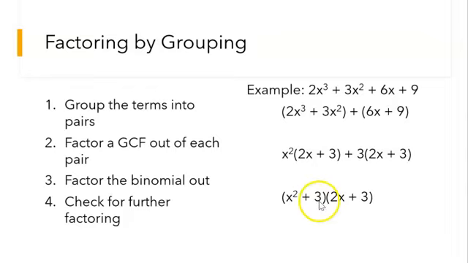Sometimes this x squared plus 3 can be factored further. In this case, it can't. The times that it would be factored further would be when it's a difference of 2 squares. So if this was like x squared minus 16 or x squared minus 9, then that could be factored further. You would do that factoring and just keep this 2x plus 3 on the other side.